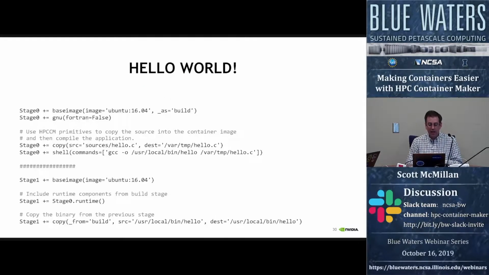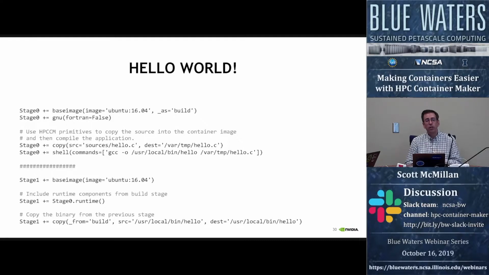So let's take a look at Hello World as specified in HPCM. This isn't the best example because it's so simple. It doesn't really show off the power of HPCM, but you can get a sense of what a more realistic recipe would look like. So again, you start from a base image. Here again, it's Ubuntu 16.04. I want to install the GNU compilers. I need my development environment. I'm telling it to not install the Fortran compiler, so I can save some space. I could install the Fortran compiler. It doesn't really affect this example. Copy the sources into the container, and then execute the GCC command.